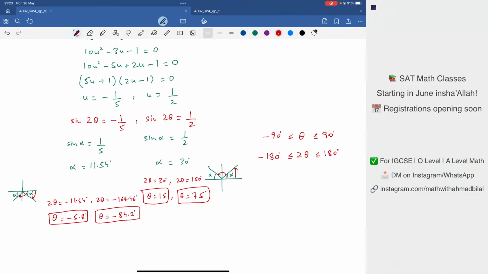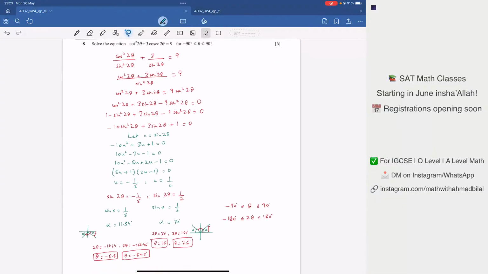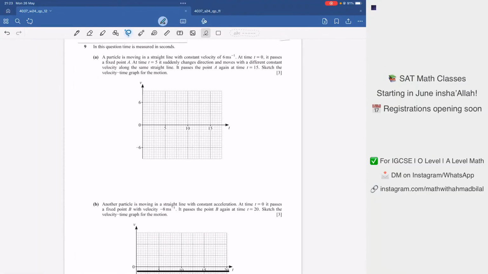Again, making sure that you adjust the interval is very important. If you did not do that, you would only end up getting 2 answers, and that will be wrong, of course. So you need to make sure that you do adjust that interval properly. Okay, that's it. That was this question. That was on trigonometry. Let's move on to the next one.